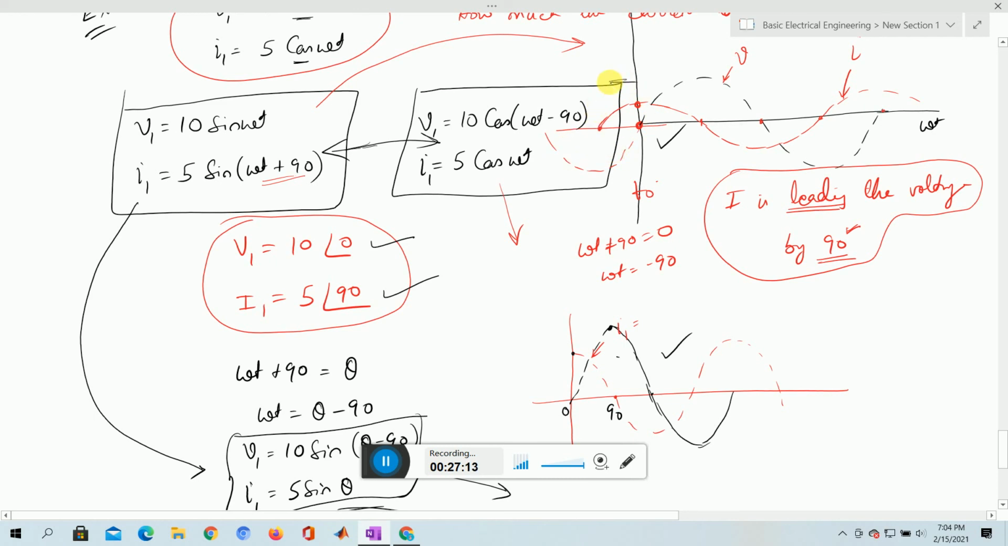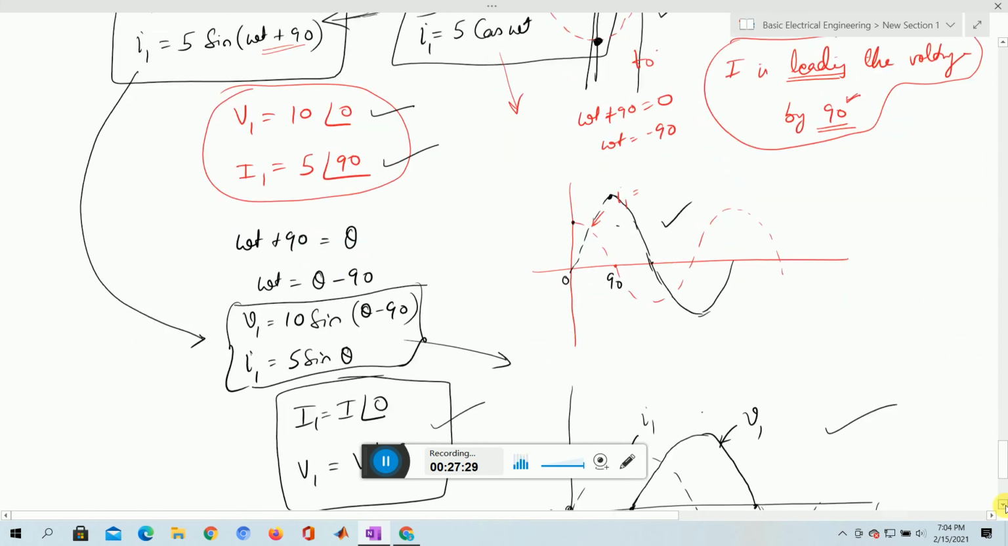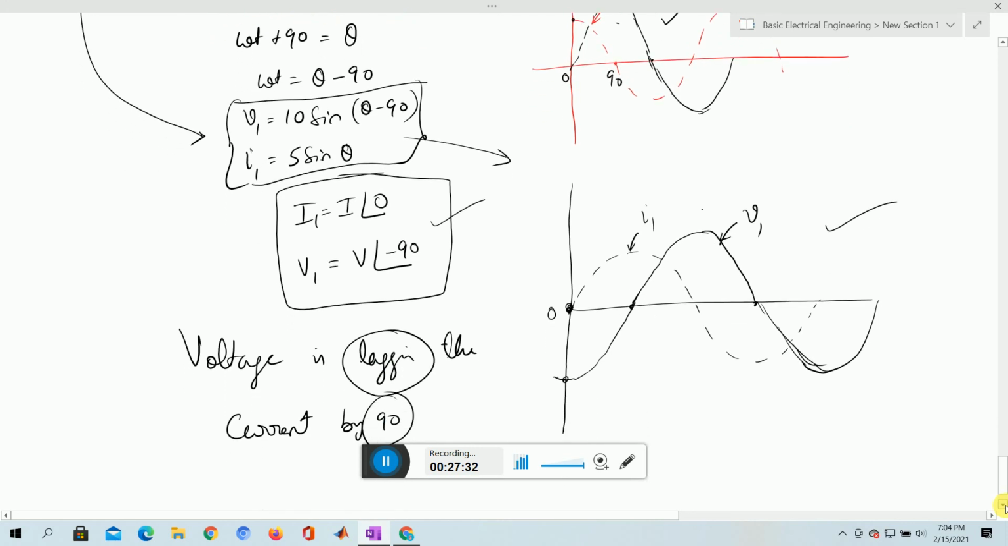We just have a shifting of the x-axis here, which represents that if the current is 0 at this time, the voltage is negative. That is what we have done. If the current is 0, the voltage is negative, and we can clearly see that in this diagram. So here we can say if the current is on the x-axis, the voltage is on the negative y-axis. So this is V angle minus 90, and this one is I angle 0 degree.